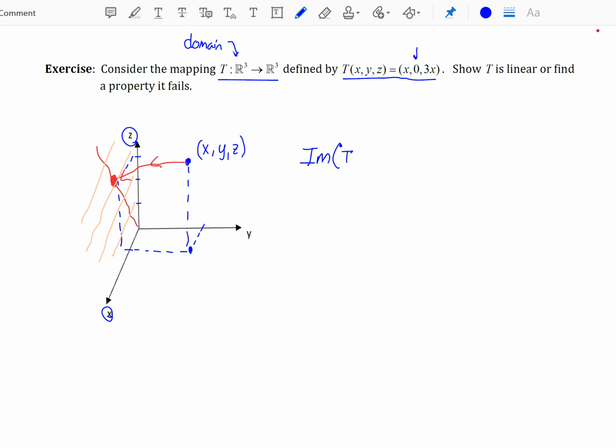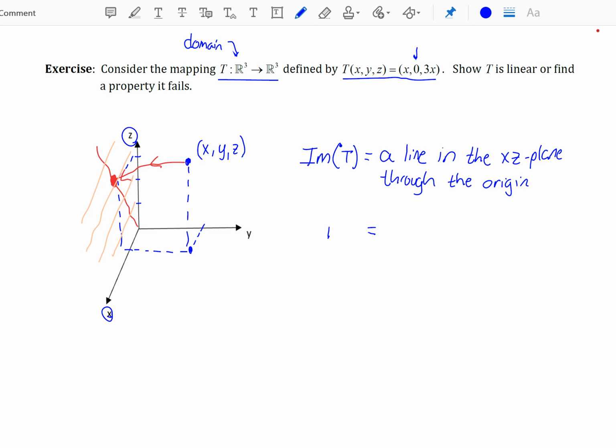Here, the image of T, one way to say this is just to describe it as a line in the xz plane through the origin. However, another way to describe this line, for those of you that have taken Calc 3, would be to write this as a vector function.